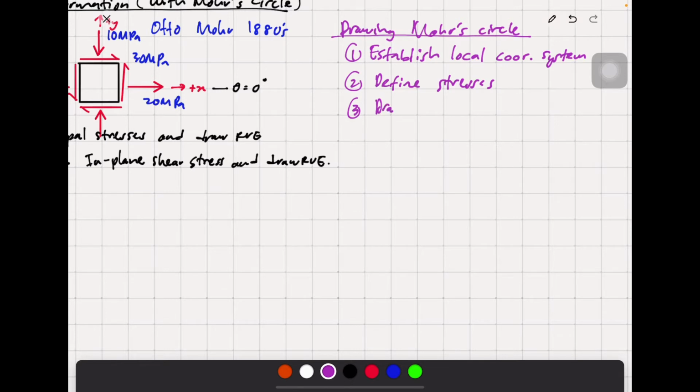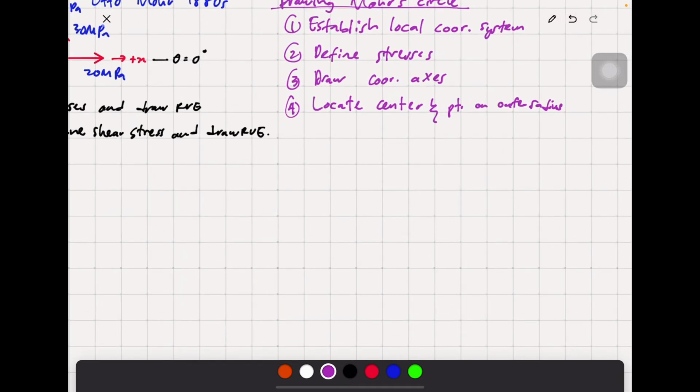And in order to draw a Mohr circle, first of all, you need to draw the coordinate axis, which one is which, the direction for positive normal stress and shear stress. Number 4, you need to locate the center. And the point on the outer radius. If you guys are familiar with CAD modeling, to draw a circle, we need to have at least 2 points in order to create a circle.